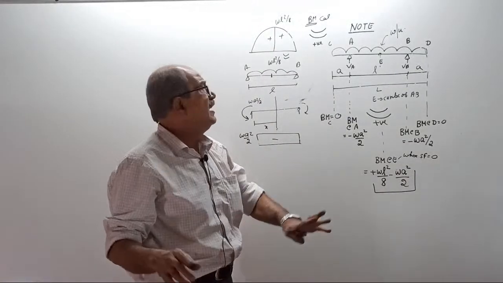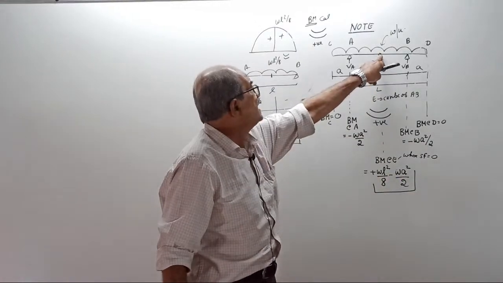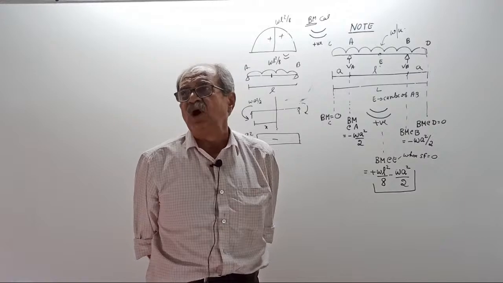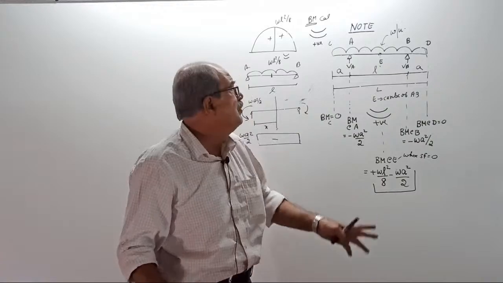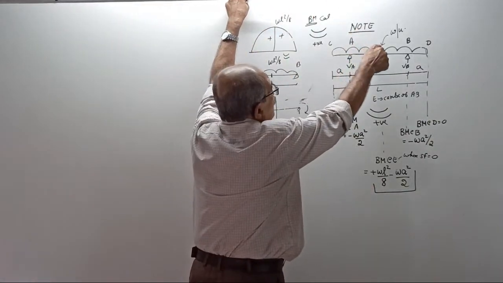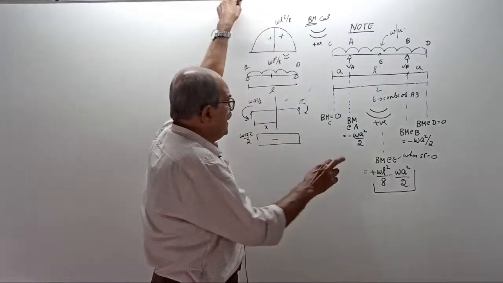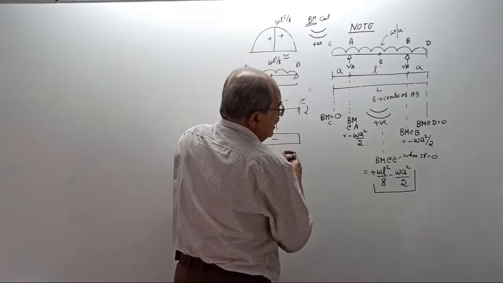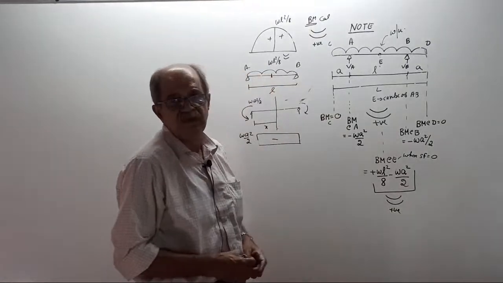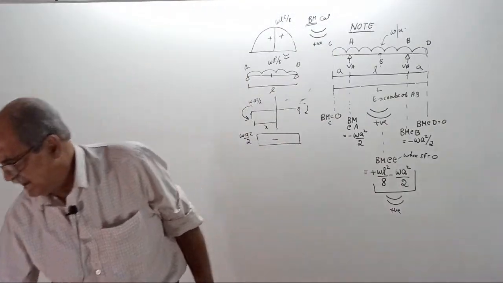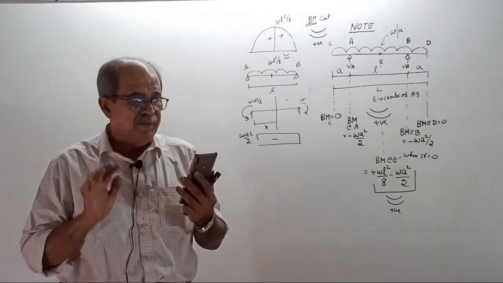Or you can remember it this way: if the overhangs are not there, the beam will sag because of a bending moment of WL square by 8. Now the overhangs will hog the beam, giving a hogging BM of WA square by 2. So the resultant BM is WL square by 8 minus WA square by 2, based on sagging positive. This much fully clear? Just a small recap I told.